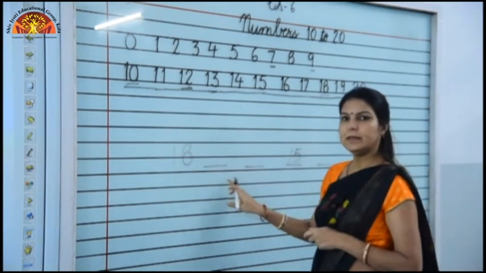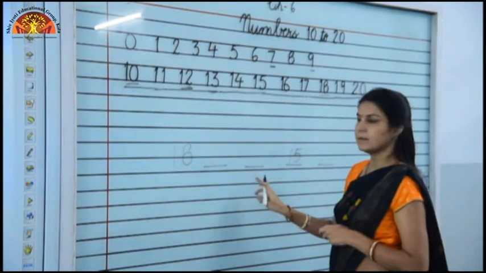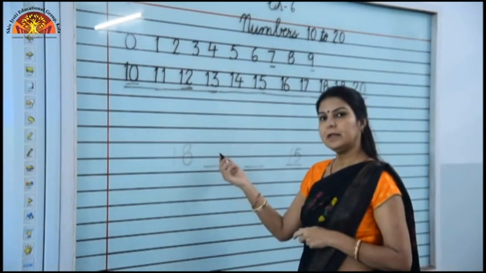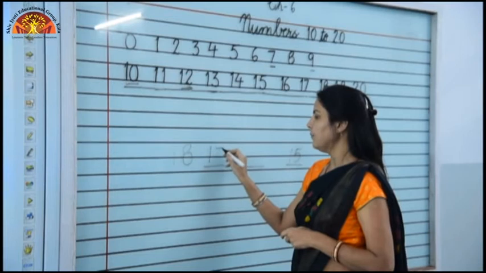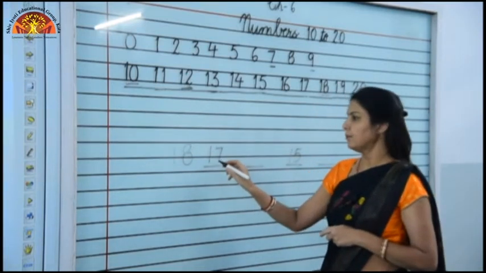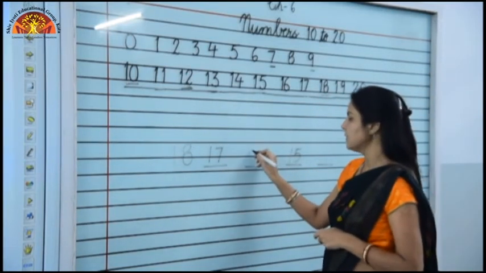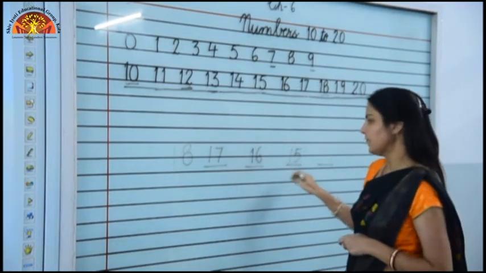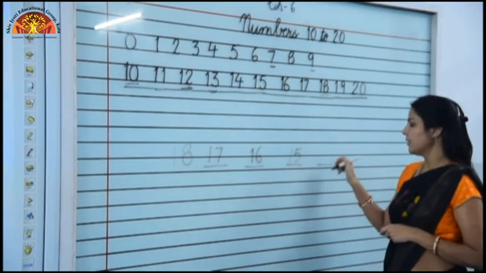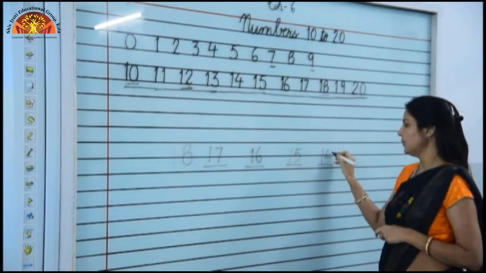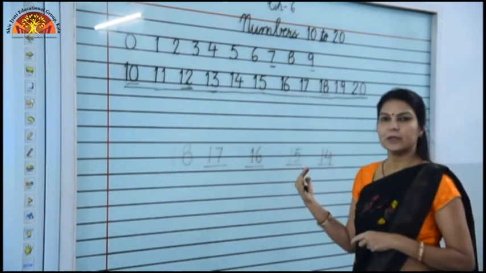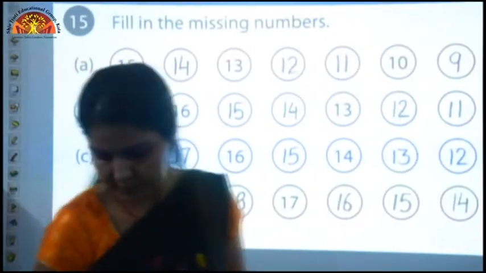You have to fill these boxes, these blanks. Now what will come before 18? 17 will come before 18, and before 17 what will come? This is 16. 15 is already written, so we will write 1, 4, 14. This is the backward counting. It is just like coming down from the stairs.